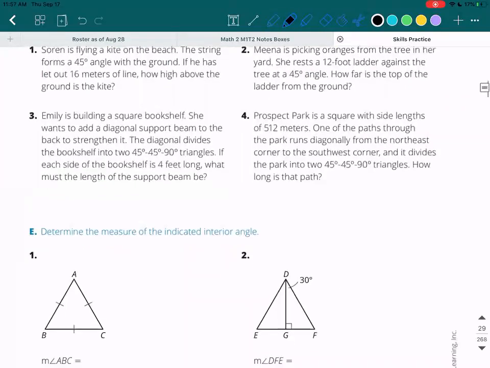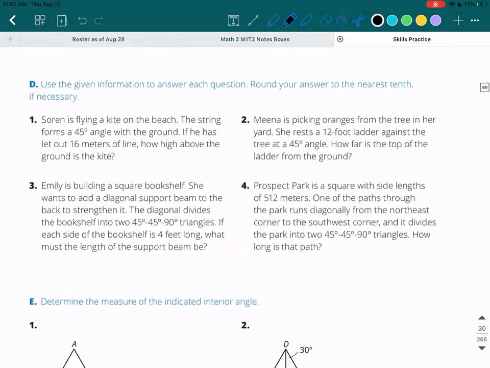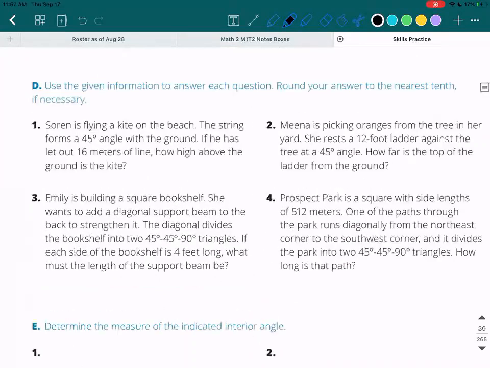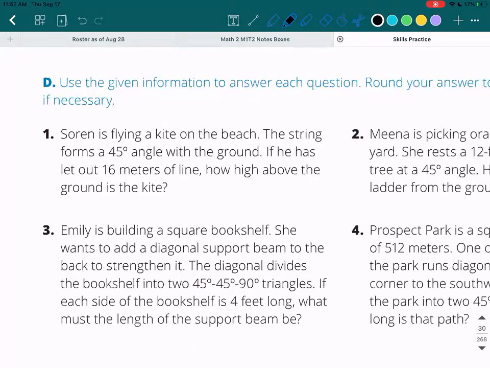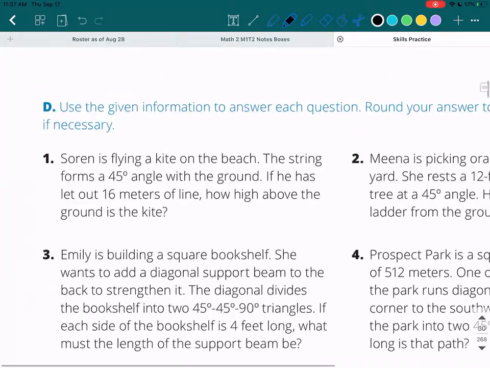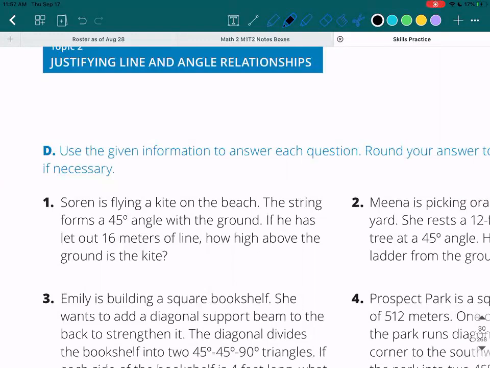Please, internet. Okay, number 1, Soren is flying a kite on the beach. The string forms a 45-degree angle with the ground. If he has let out 16 meters of line, how far above the ground is the kite? You're lagging again. Oh my gosh. Okay, thanks, Nico. Let me read it again. Soren is flying a kite on the beach. The string forms a 45-degree angle with the ground. If he has let out 16 meters of line, how high above the ground is the kite?